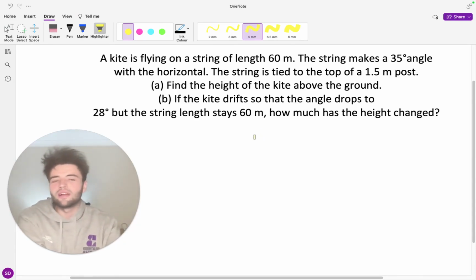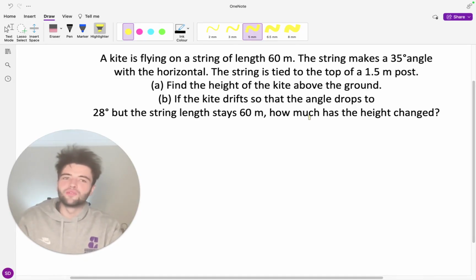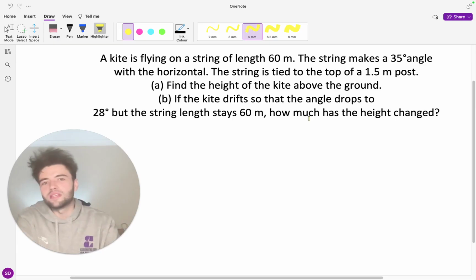So here we have the final question on our trigonometry quiz for Junior Cert, and this is going to be a bit of a harder question, so don't worry if you had to come just to double check your answer, because this is a harder one.